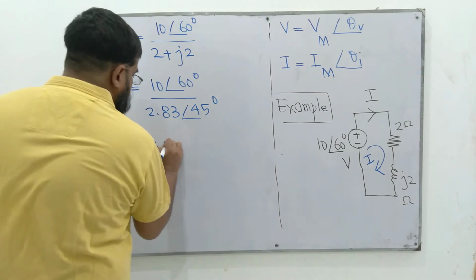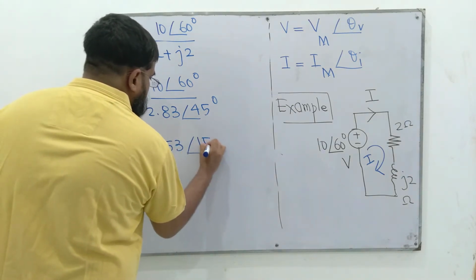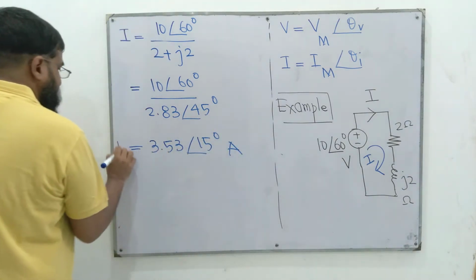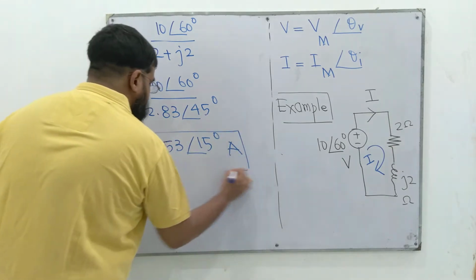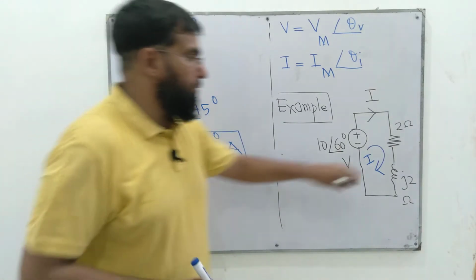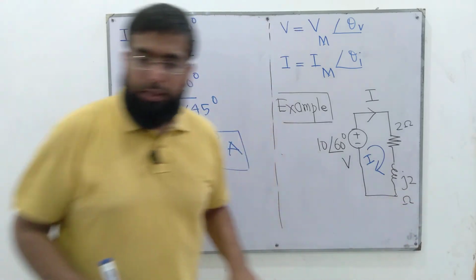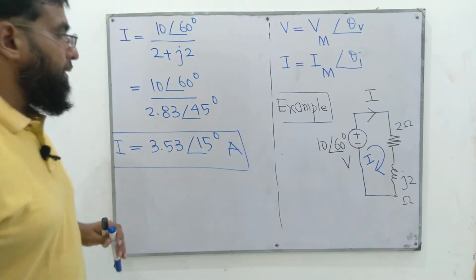Once we do that, the answer is 2.83 at an angle of 45 degrees, which then takes us to a value of 3.53 at an angle of 15 degrees amperes. So this is the current flowing through this series circuit. This means the same current flows through this 2 ohm resistor and this J2 ohm inductive reactance.